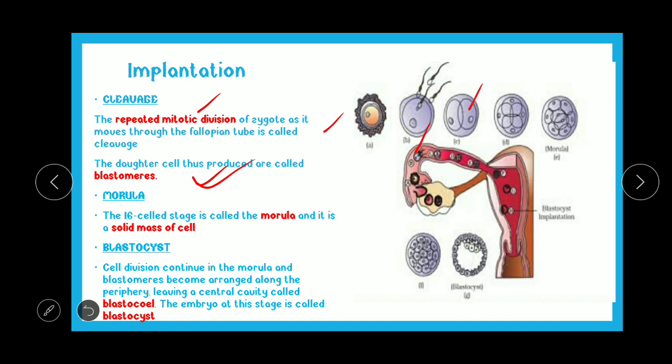So these are the blastomeres. This one has 2 blastomeres, this one has 4 blastomeres. Then after the cleavage stage, the morula will be formed. This is a 16 cell stage, and always remember, the morula is a solid mass of cells.